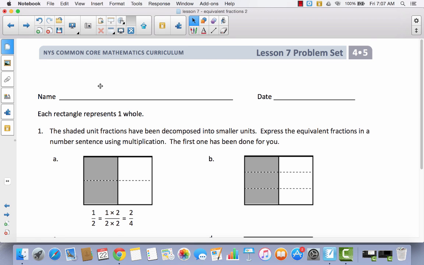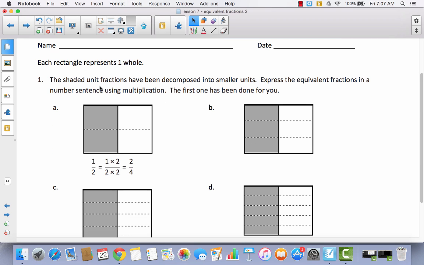All right, so I want you to go ahead and write your name at the top, and then let's take a look at the directions. Each rectangle represents one whole, so that's why none of these area models are labeled one whole, because it tells us right here every one of these is equal to one whole, so you don't have to label them. It says the shaded unit fractions have been decomposed into smaller units. Express the equivalent fractions in a number sentence using multiplication. The first one has been done for you.